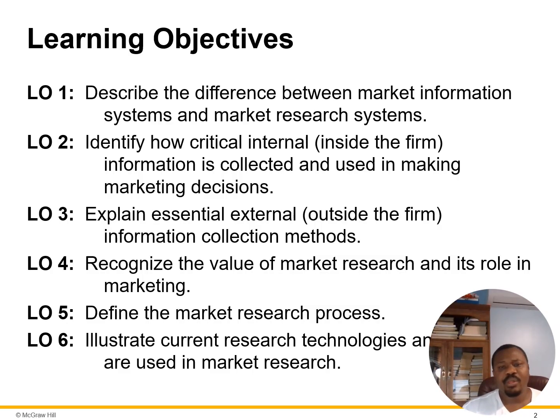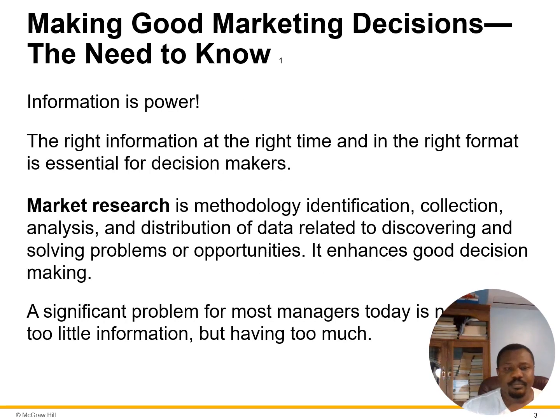So we'll look at the difference between market information systems and market research systems. We'll also identify how critical internal, inside the firm, information is collected and used in making marketing decisions. We'll also explain essential external, outside the firm, information collection methods. We'll recognize the value of market research and its role in marketing. We will define the market research process, and I will also illustrate the current research technologies and how they are used in market research. Okay.